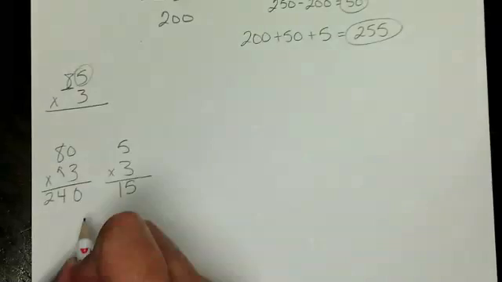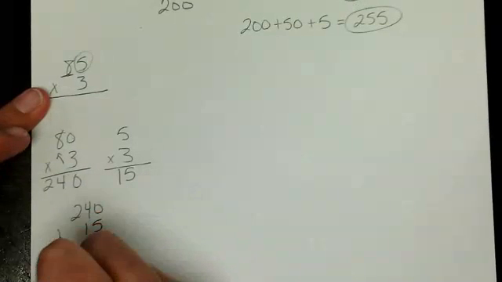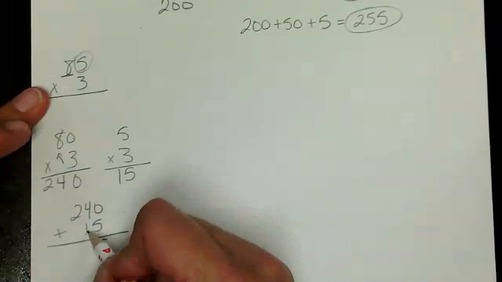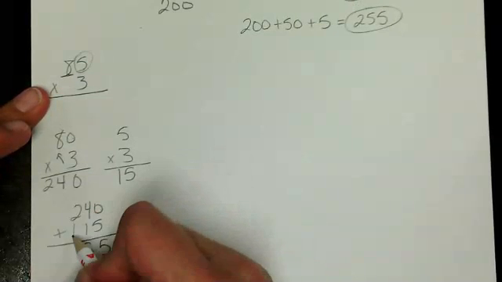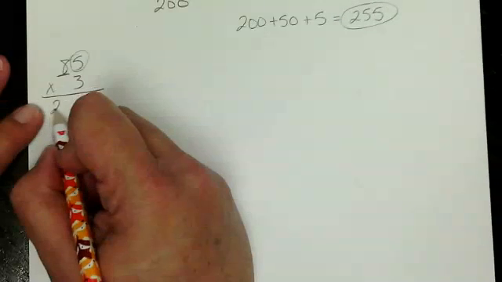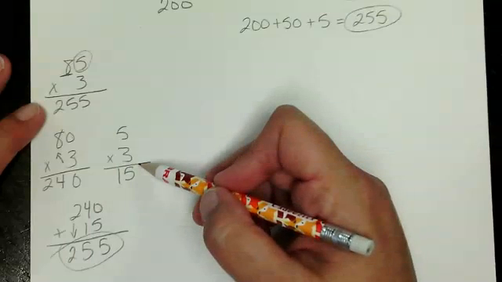I need to add together 240 plus 15. 0 and 5 is 5. 4 and 1 is 5. Bring down my 2. So 85 times 3 is 255 using partial product.